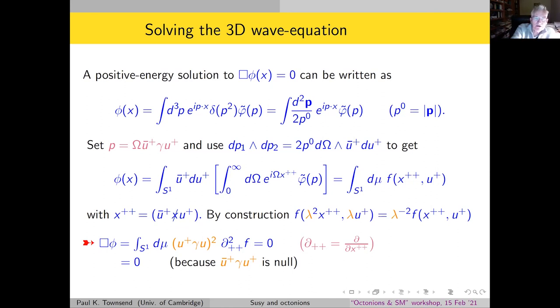And well, if I put in a delta of p squared there, then automatically that will solve the wave equation, because if I take box on this, I'll get a p squared, but that's zero because of the delta of p squared. The only contribution is from where p squared is equal to zero, therefore the integral is zero. Okay, you can simply write p out and solve for p zero and write it in this way.